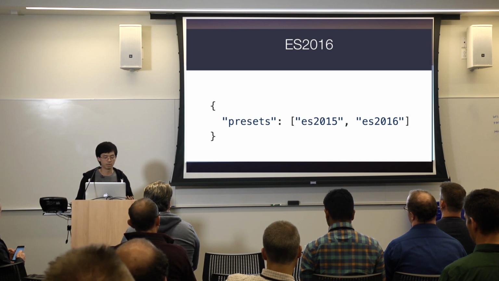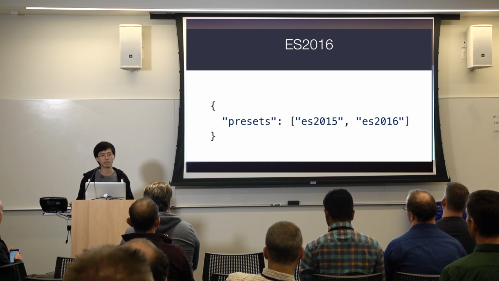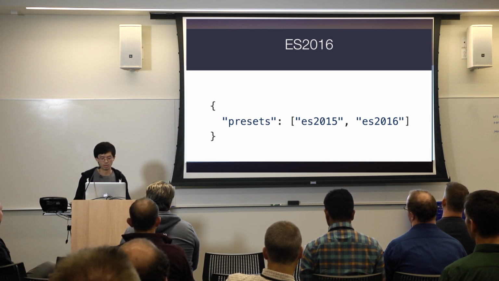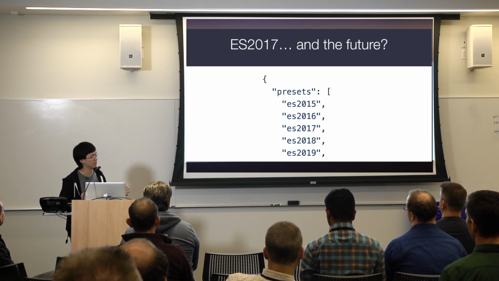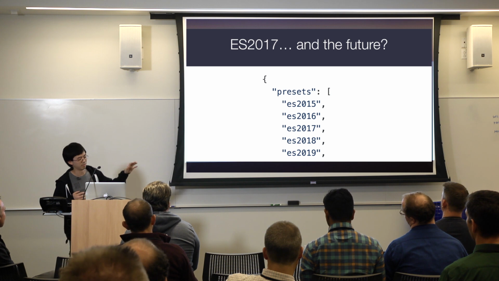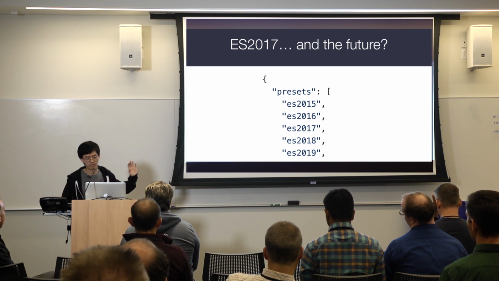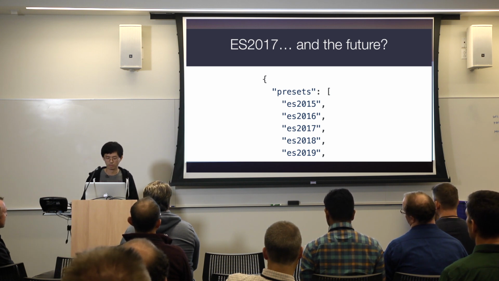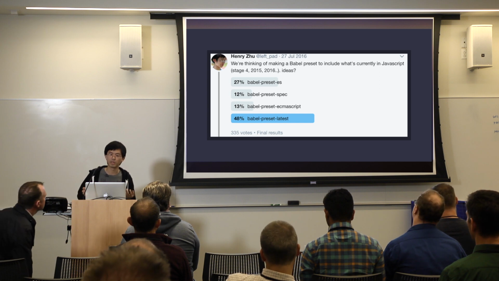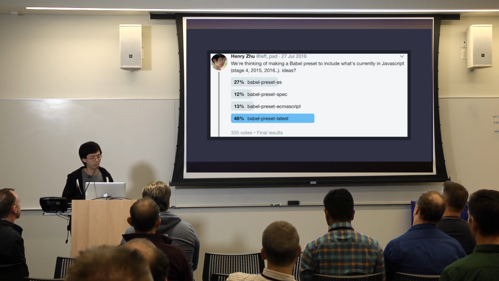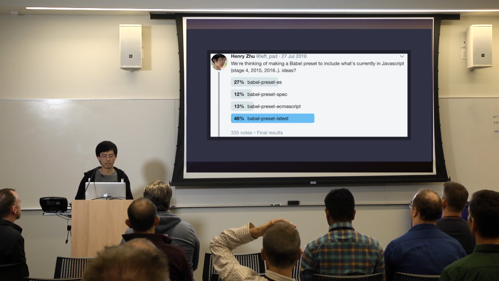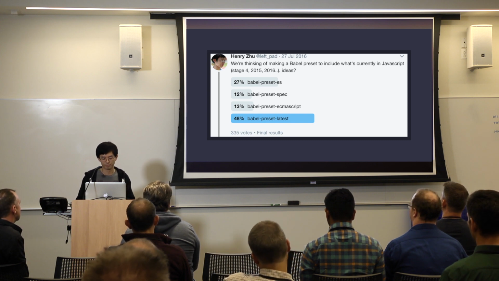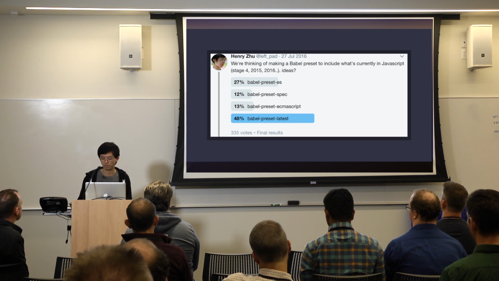So what happens in 2016? Well, now we've got to add another string to this array. But then what happens in the future? Assuming that we're all still going to be using JavaScript in 2020 and beyond, that's going to be pretty verbose, right? So then I was thinking, maybe we should just make a preset that combines all those together in one thing. And that's where we came up with this idea of preset latest. And that was pretty good for a while.